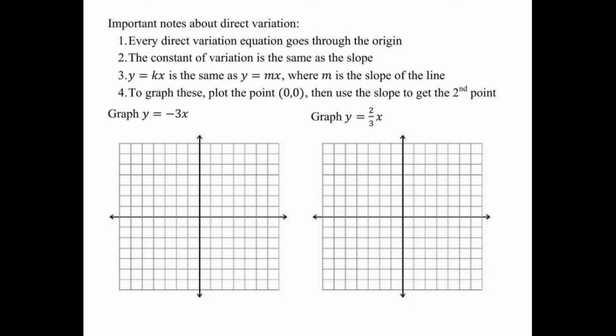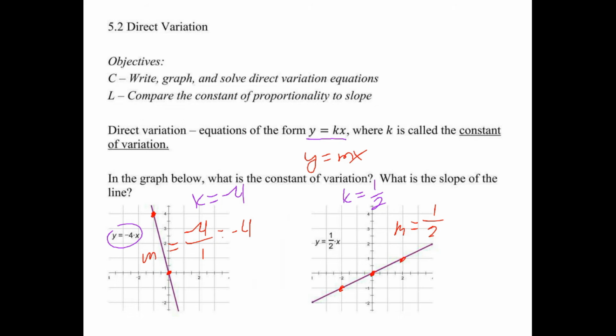So some important notes about direct variation. If you look back at those two problems that we just did, if you make an observation about what both of those graphs do, when one is going up and the other one is going down, but what do both of those graphs do? Yeah?